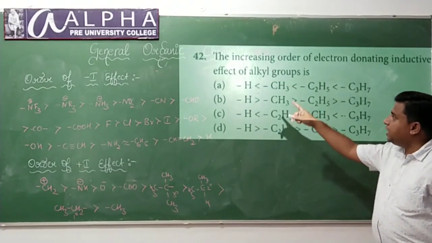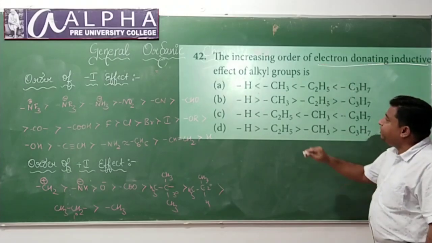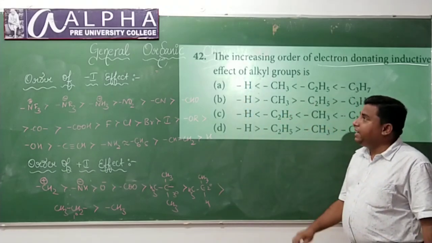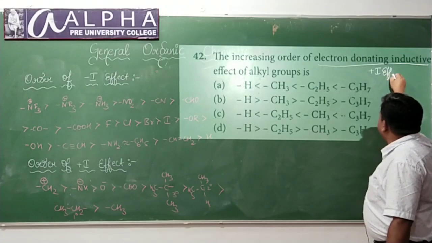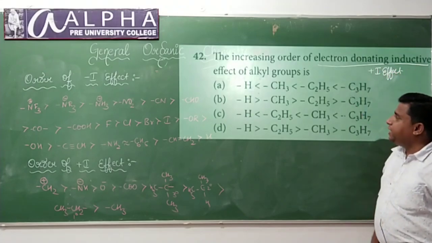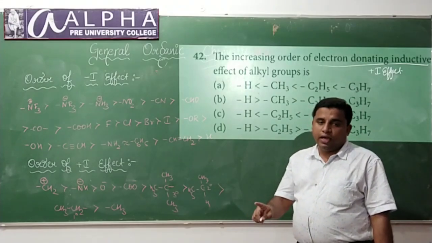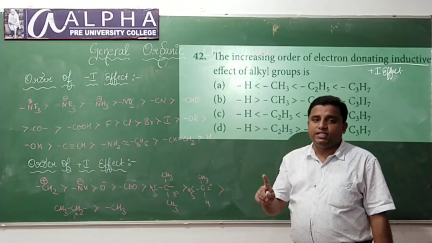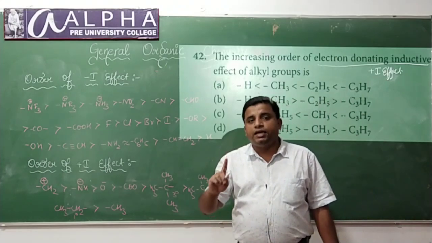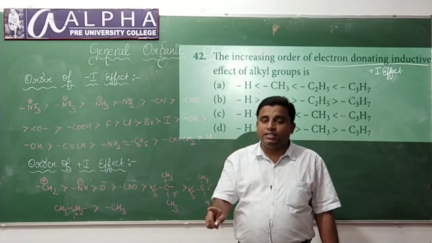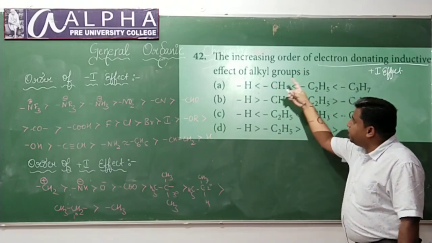The next question is telling, what is the increasing order of electron donating inductive effect? Electron donating inductive effect means it is talking about what? Plus I effect, isn't it? Electron donating inductive effect of alkyl groups. And I have also told you the inductive effect of hydrogen is always taken as 0. The inductive effect of the C-H bond is taken as 0. That means hydrogen will exhibit the least inductive effect, 0. Okay, got it?